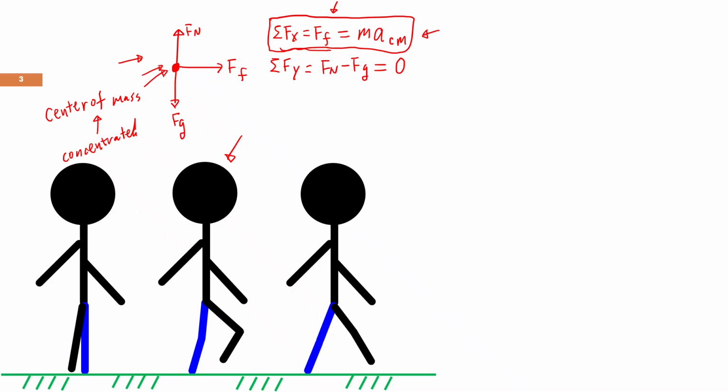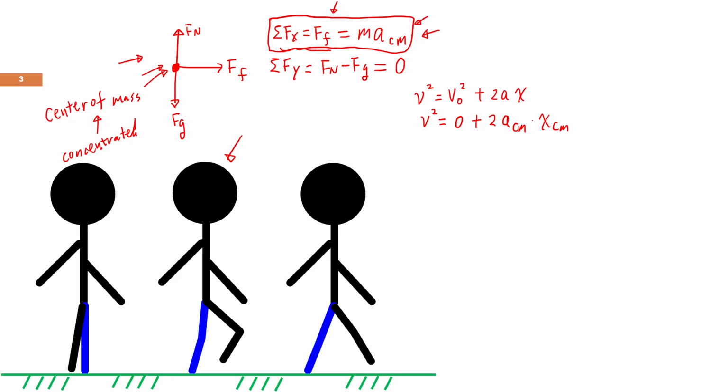We know from kinematics that v final squared equals v initial squared plus 2 times the acceleration times the displacement. So our initial velocity is 0 and our final velocity is v. And we also know our acceleration from this equation. So 2 times the center of mass acceleration times the center of mass displacement.